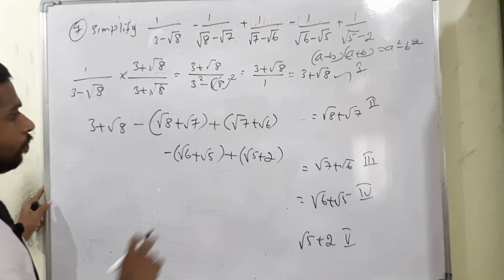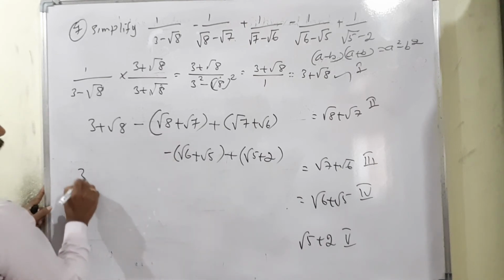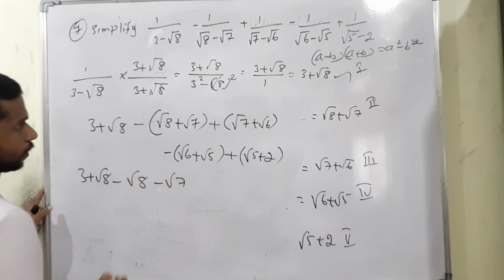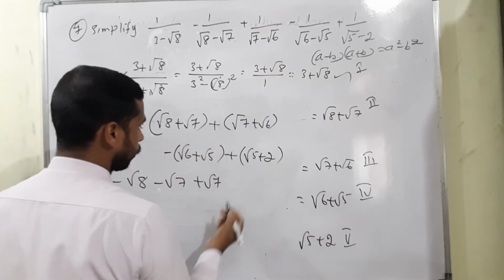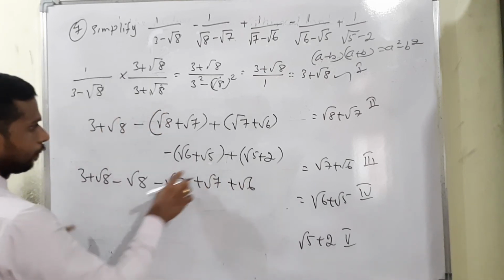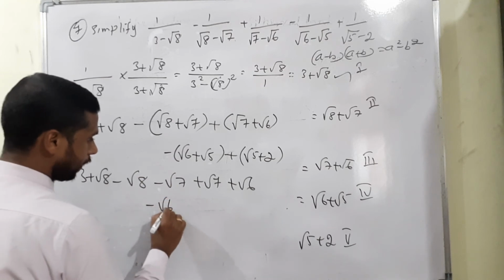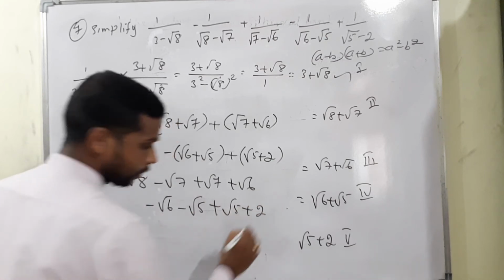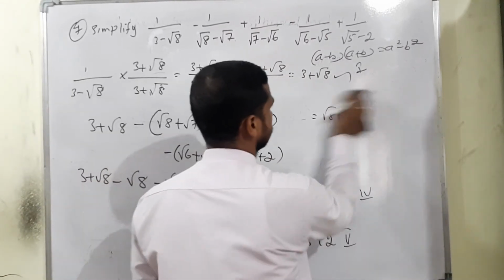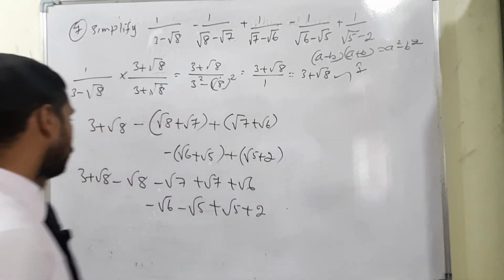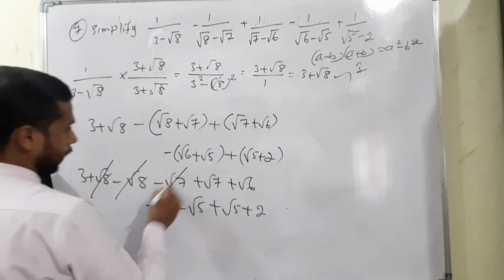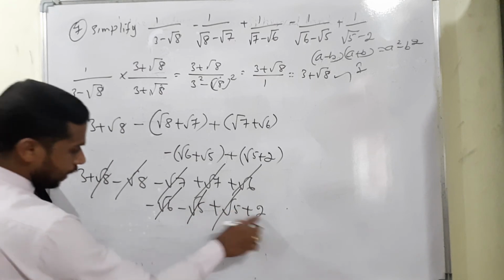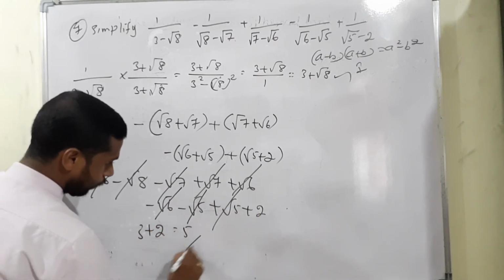Now listen very carefully. If you remove the bracket, the first part is as it is, 3 plus root 8. If you remove the bracket, it means minus root 8 minus root 7. Next one positive as it is, root 7 plus root 6. The fourth part with the minus sign gives minus root 6 minus root 5. The last part, root 5 plus 2. Now plus root 8 minus root 8, minus root 7 plus root 7, plus root 6 minus root 6, minus root 5 plus root 5 cancel. The balance is 3 and plus 2. So 3 plus 2 is equal to 5. This is our final answer.